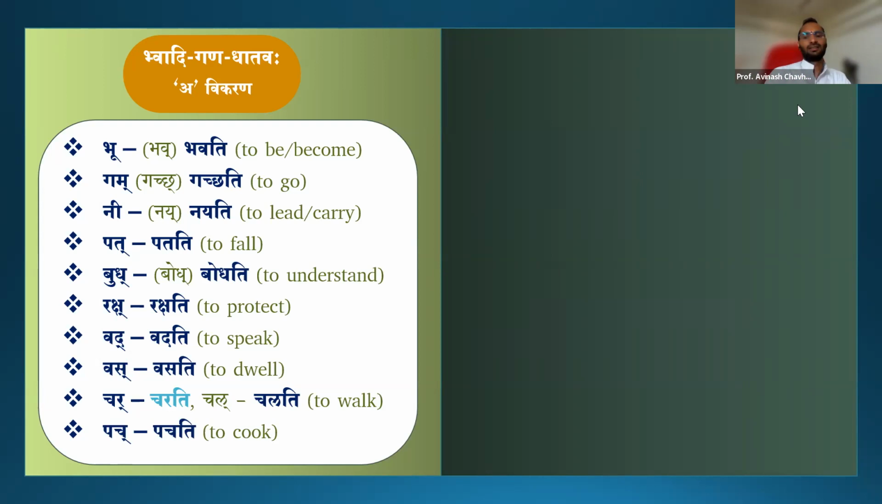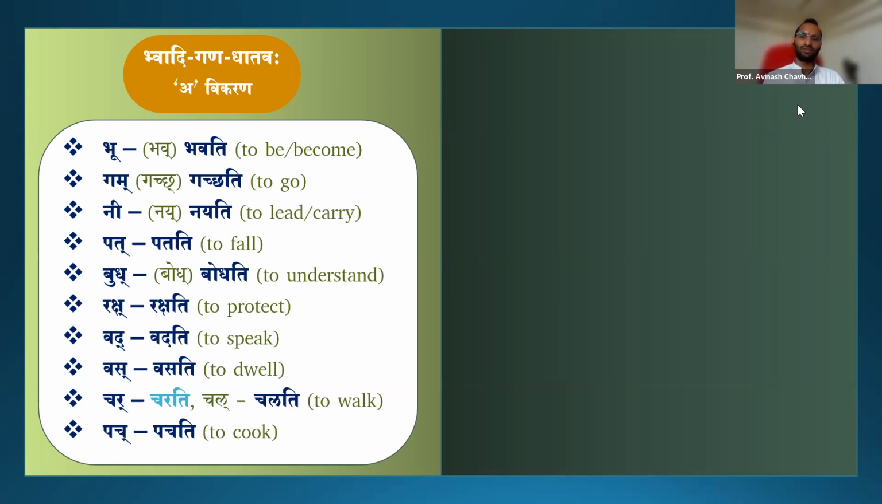Ni, nayati, to lead or carry, right? Fourth one is patati, to fall down. Fifth one, budh, bodhati, to know, to understand, right? Rakshati, to protect. Vad, vadati, to speak. Vasati, to dwell. Char or chal, charati or chalati, both have similar meaning, to walk. And pach, pachati, to cook. These all 10 or 11 dhatus belong to first gana.